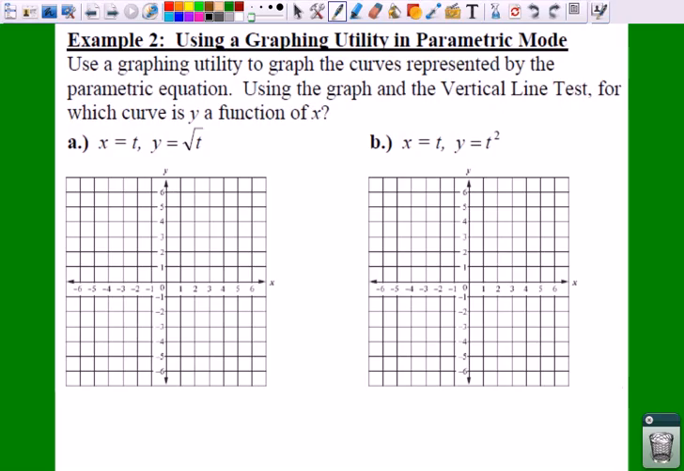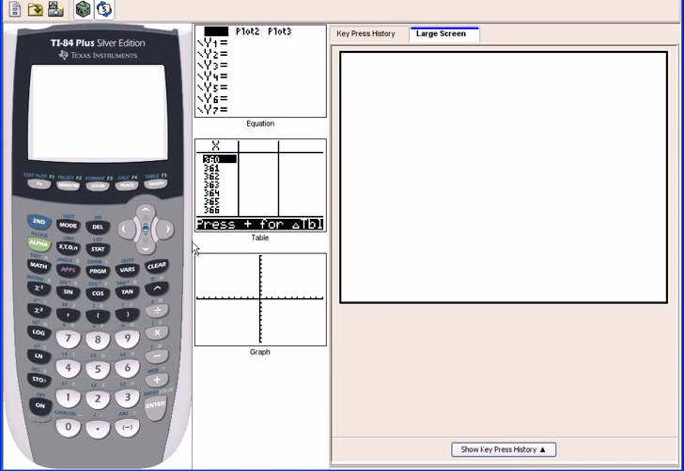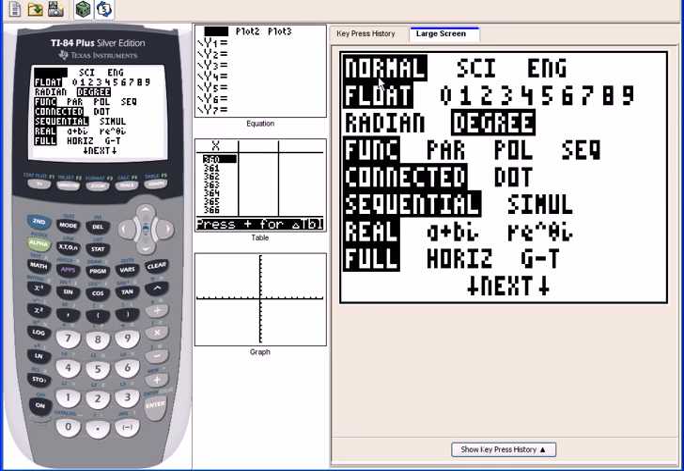Here for example two, we're going to be using your graphing utility, which is also known as a graphing calculator. And we're going to use this in parametric mode. We have not gone into parametric mode yet, so you're going to have to go to your calculator and change the mode. You click on the mode button, and you notice you have func, par, pol, sec.